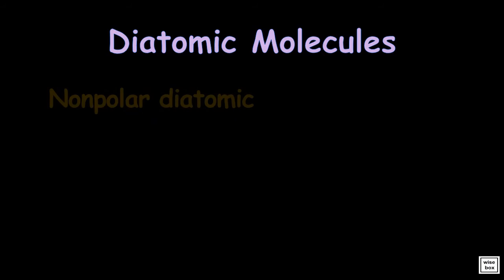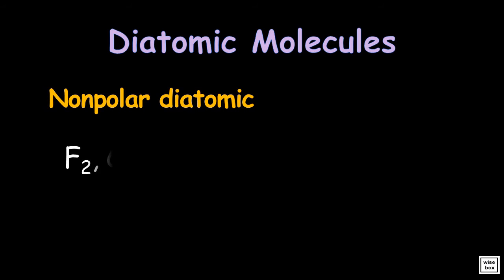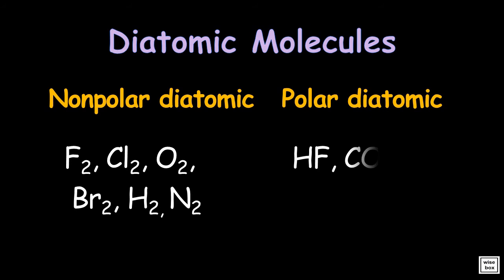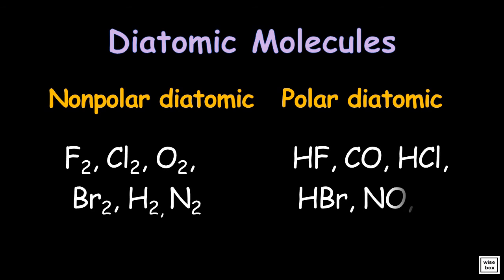Here are some nonpolar diatomic molecules: F2, Cl2, O2, Br2, H2, and N2. Here are some polar diatomic molecules: HF, CO, HCl, HBr, NO, and HI.